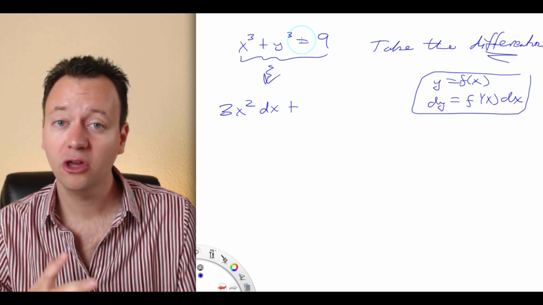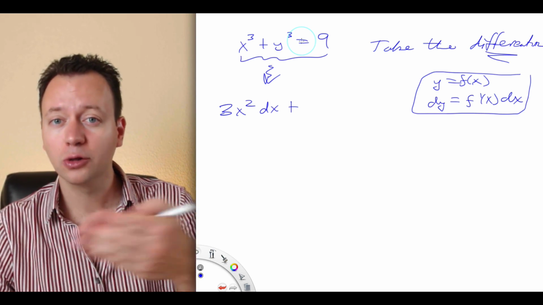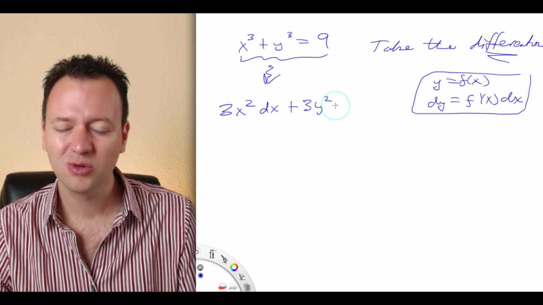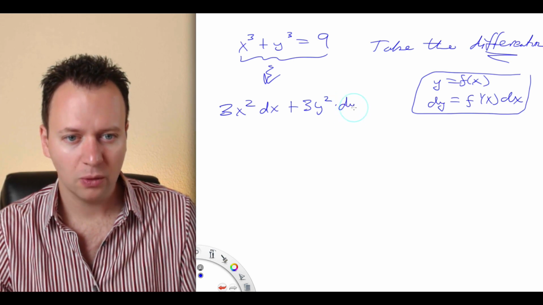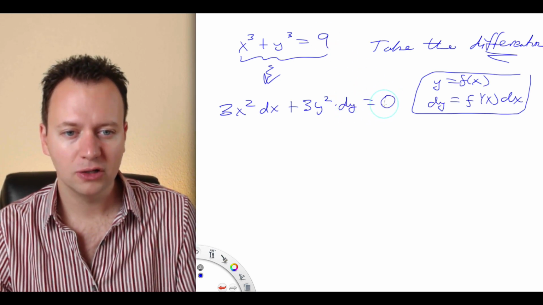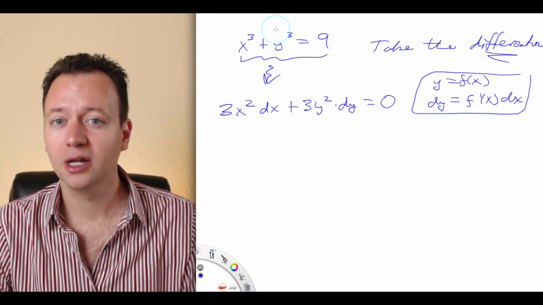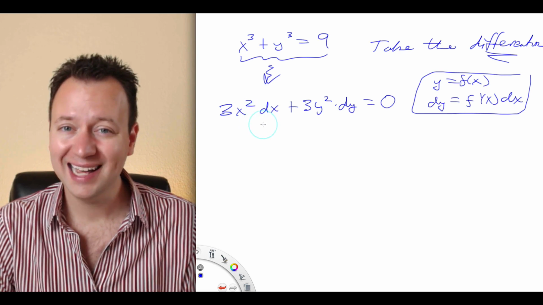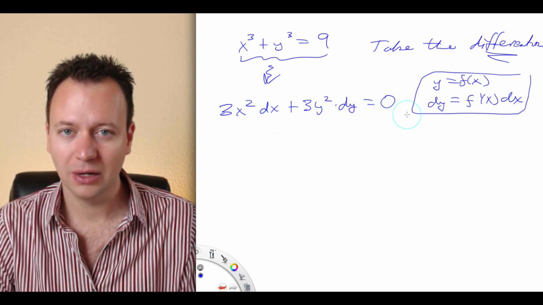Plus y cubed. Okay, now our term involves y. So let's take the derivative with respect to y. It's 3y squared, and since we took the derivative with respect to y, we need to let everybody know, so we multiply by dy. Derivative of 9 is just 0. So the differential of x cubed plus y cubed equals 9 is 3x squared dx plus 3y squared dy is equal to 0.